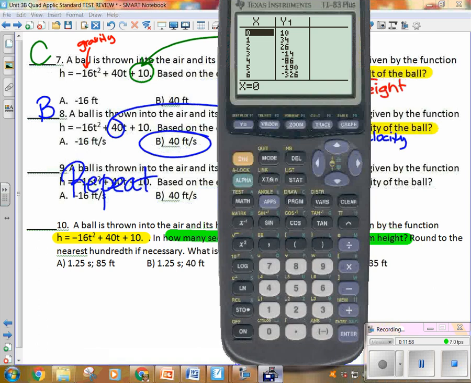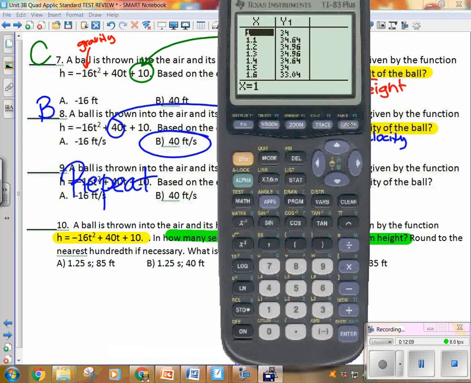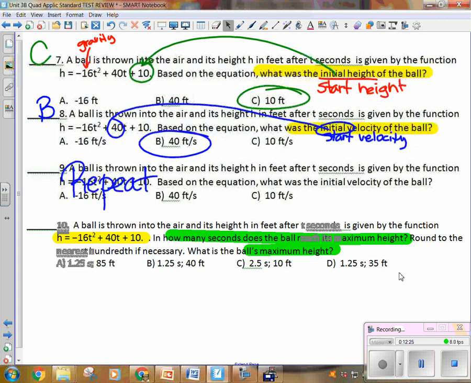So this is where I'm going to break my table down. I'm going to press second, table set. I'm going to say start at 1, and break the table down by at least 1 decimal. Now let's look at the table. It looks like it gets up to around 34.96, somewhere around 1.2. Do we have an answer that's really close to that? This one says 1.25. That's probably right, 1.25. So far I'm liking these numbers. I don't like 2.5, that's too much.